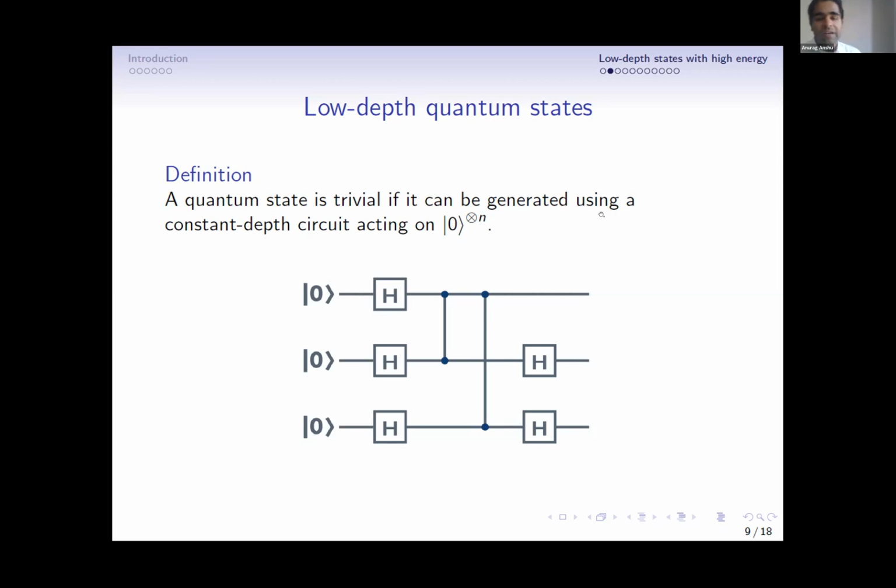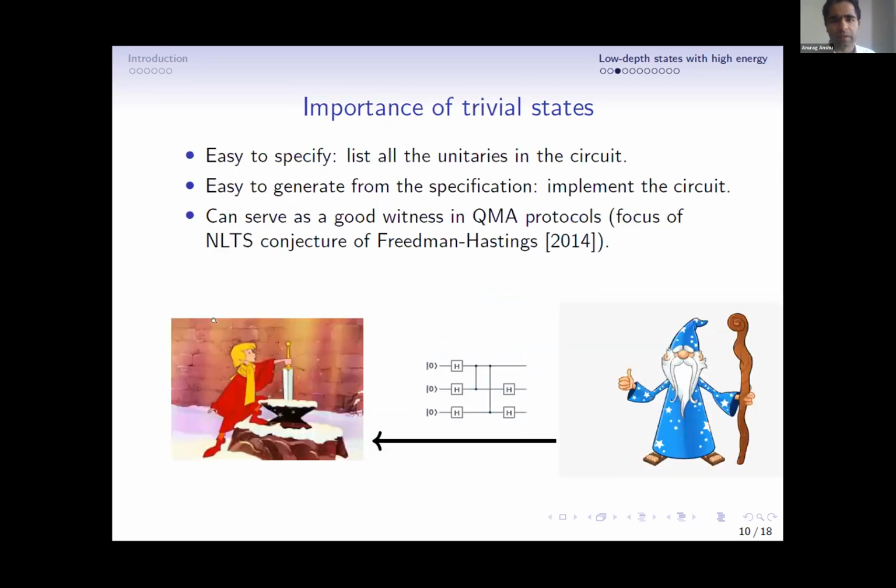So you don't have to, it's okay to apply it for a large size. That means you can add some ancillas if you want. That's totally fine. But the key point is that the total time of the computation should be constant. And that's a constant-depth quantum state. So let's see why these are useful.